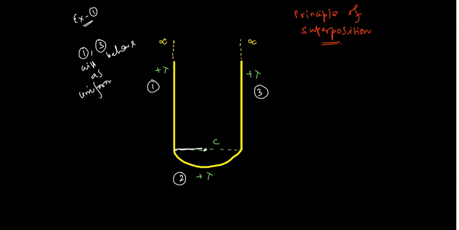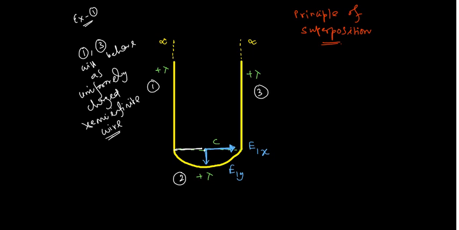uniformly charged semi-infinite wires. We know the fields for a semi-infinite wire. So for element 1, one field will be in the right hand direction, which I write as E1x, and in the downward direction it will be E1y.